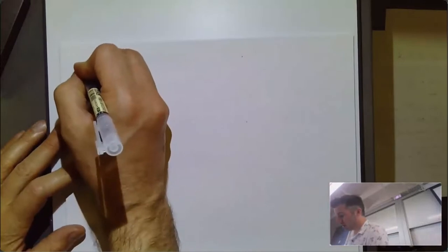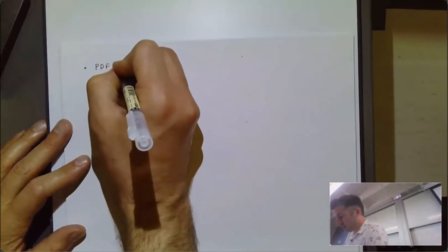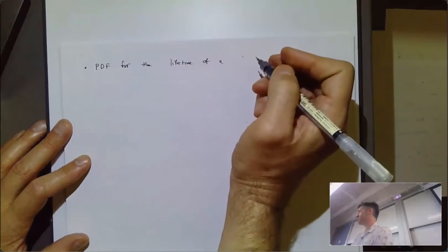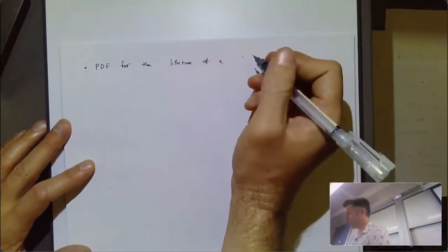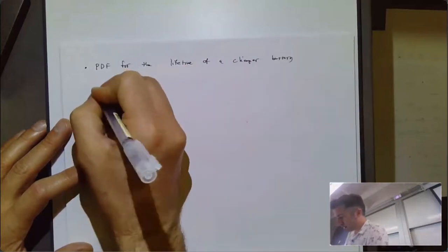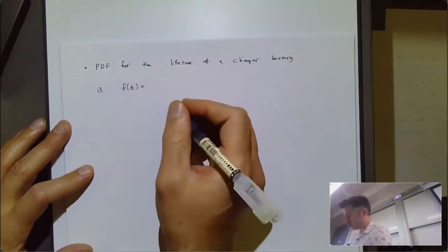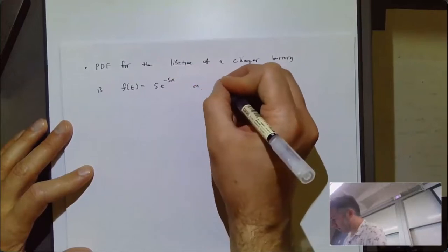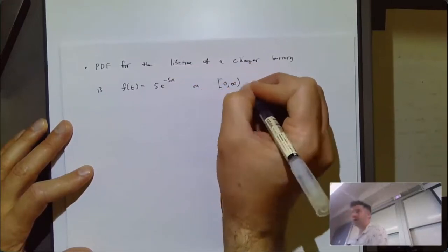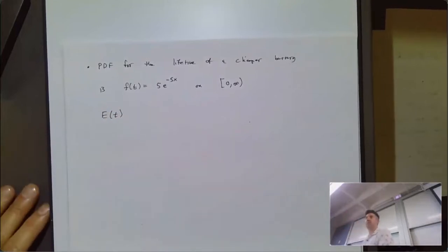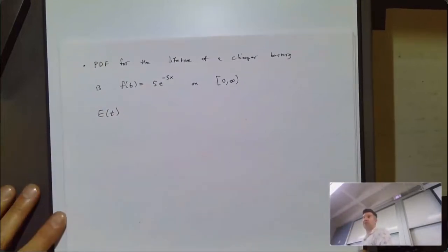Let's say, one more example, my probability density function for the lifetime of a cheaper battery is f of t equal to 5e to the negative 5x, again on the interval from 0 to infinity. So what's the expected lifetime of this battery? It does work. It's not 5.